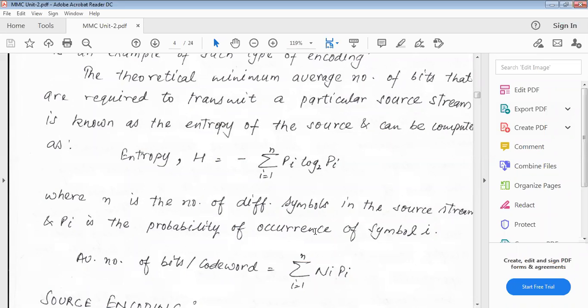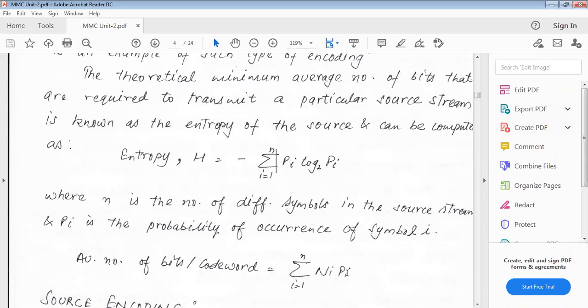So to calculate the entropy, they are going to do this statistical encoding. Entropy is the average number of bits that are required to transmit the particular source information, and it can be calculated by using this formula. Then we need to find out the average number of bits per code word. When we have the code words, the average number of bits per code word can be calculated by the summation from i to n of n_i p_i.